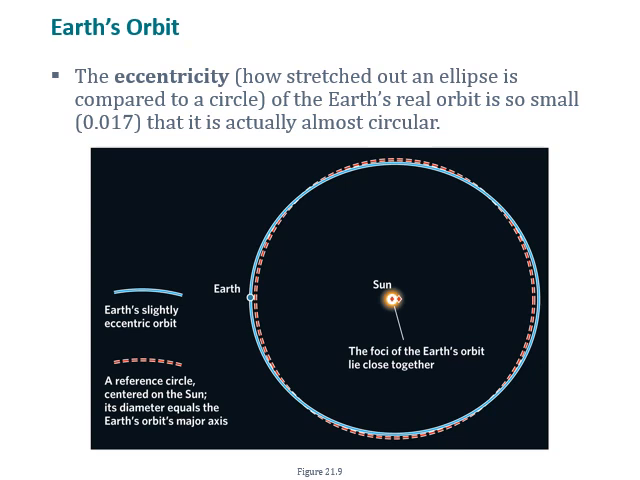Now let's describe Earth's orbit. The eccentricity of Earth's orbit is so small, 0.017, that it is actually almost circular. Eccentricity is defined as how stretched out an ellipse is compared to a circle. So here's a picture of a perfect circle surrounding the sun and Earth's orbit, which is slightly eccentric, 0.017.